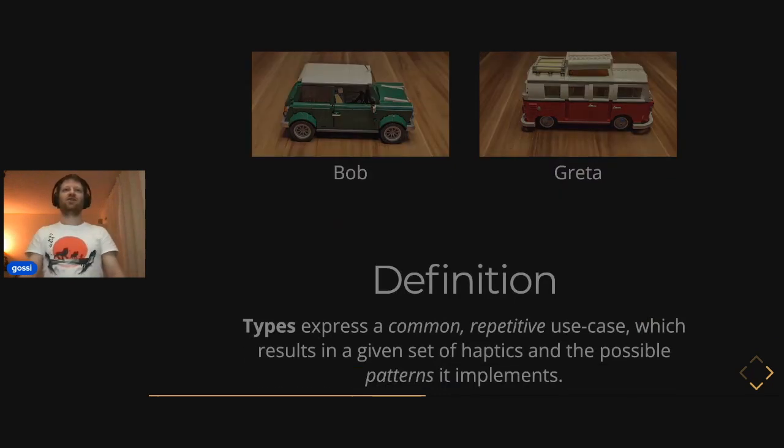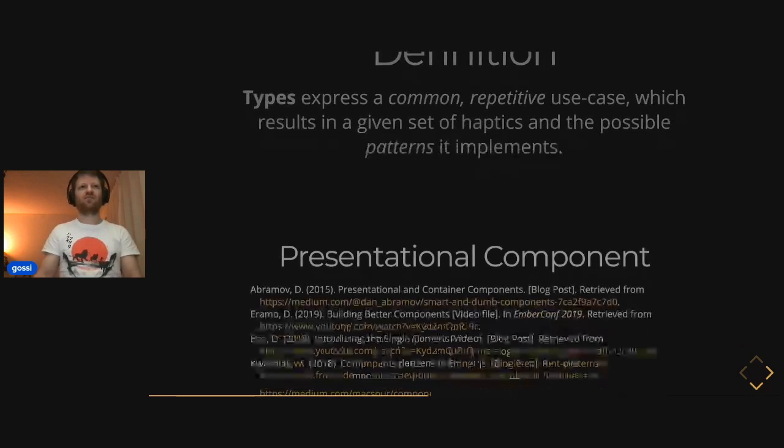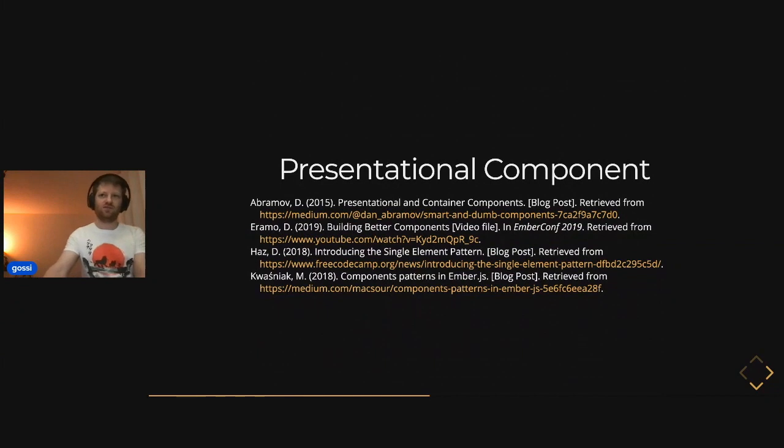So what are we using types for? I defined them as a common and repetitive use case, which results in a given set of haptics and the possible patterns it implements. Types are by far the most written about thing when it comes to component architecture, in terms of what I could find on the web. There are lots of articles, lots of blog posts, not only in Ember, but many also coming from React. And you can apply and transform the knowledge to basically any framework.